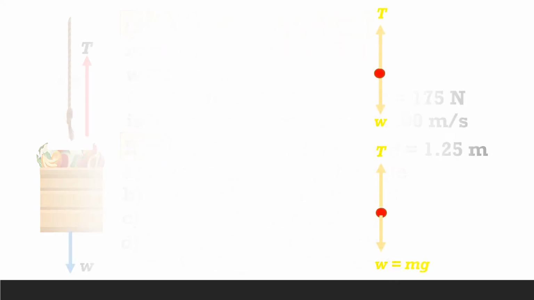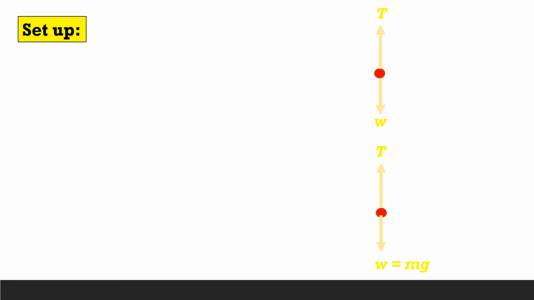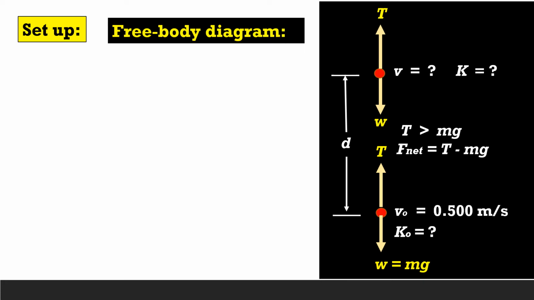Now, to help us in our analysis, the vector diagram on your screen shows a crate that is denoted by a particle. Initially, the crate has an initial speed of 0.5 meters per second, that is denoted here by V0. At this initial position, we also have the initial kinetic energy, but that still has to be calculated later on.